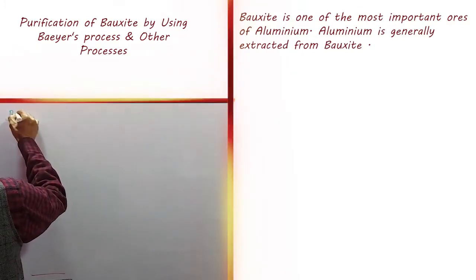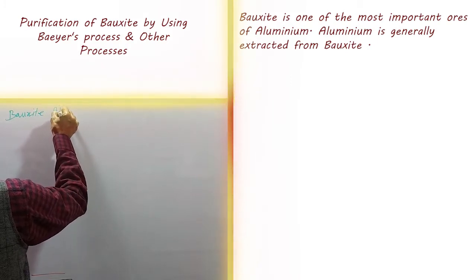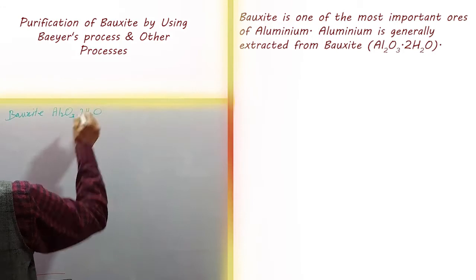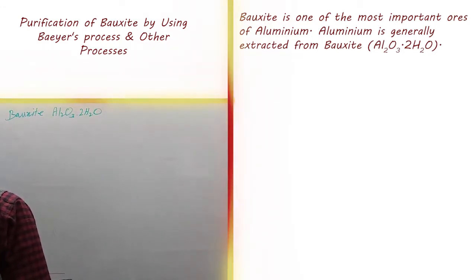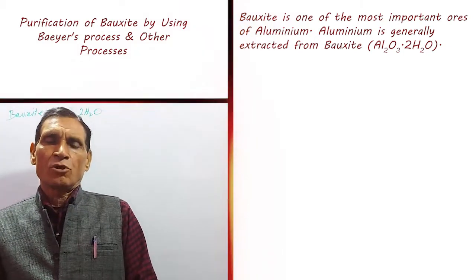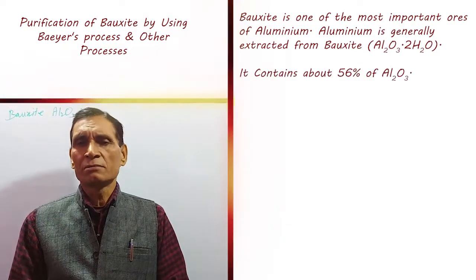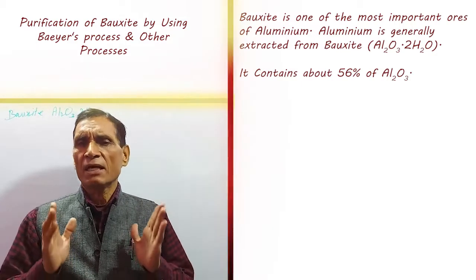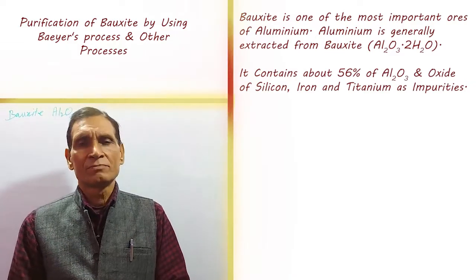Bauxite, Al2O3.2H2O. Next point, bauxite contains about 56% Al2O3 and oxides of silicon, iron and titanium as impurities in it.